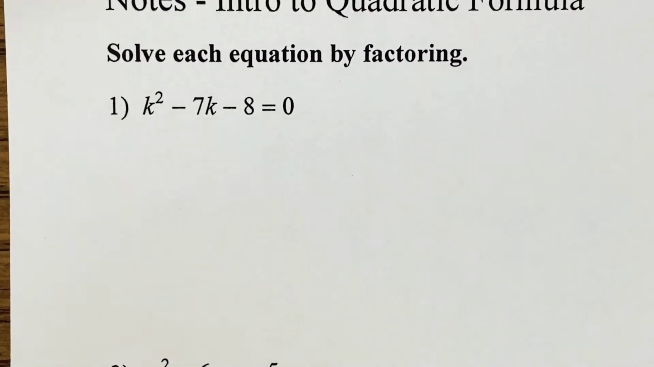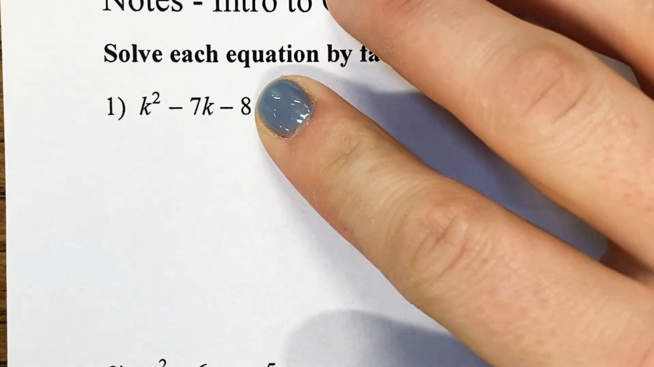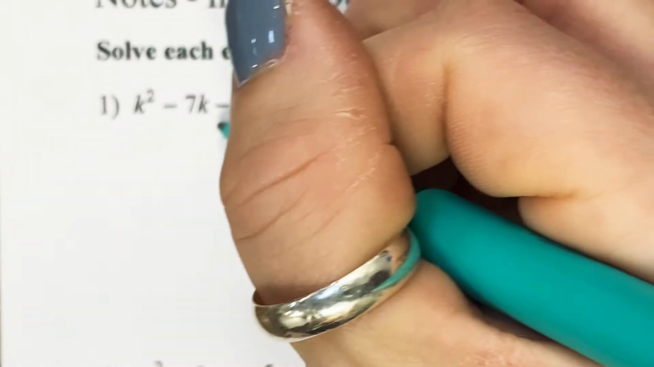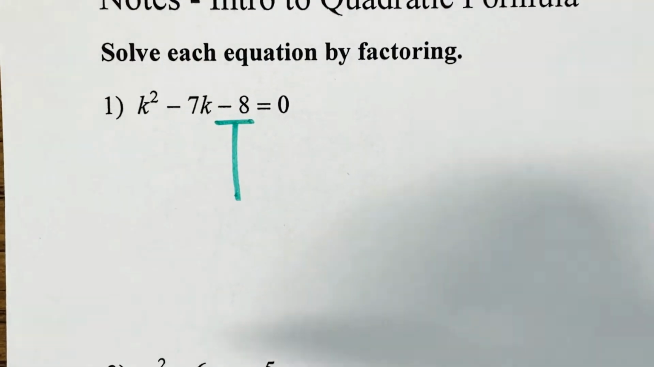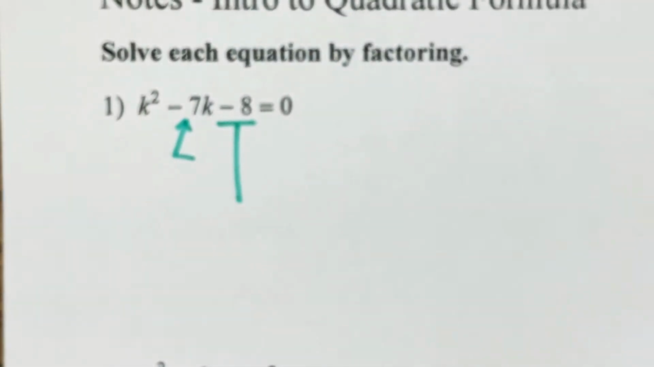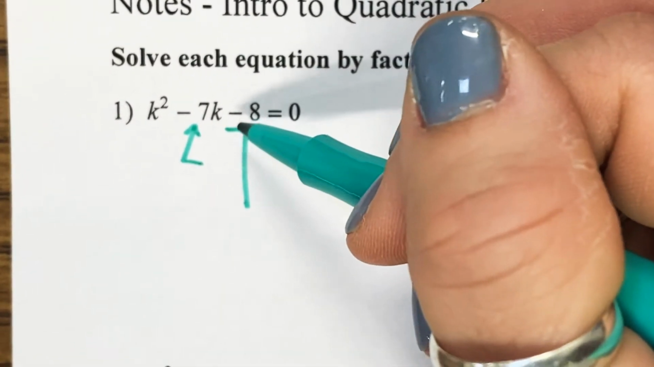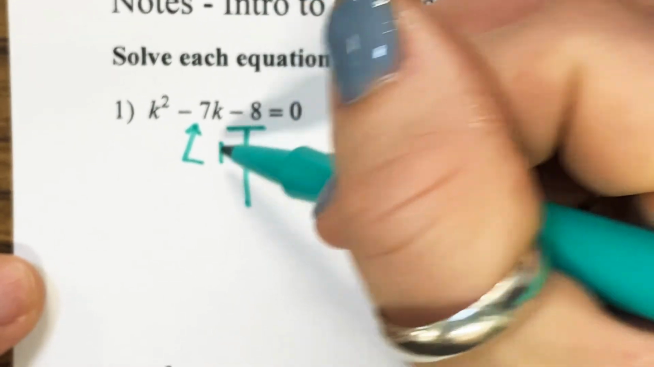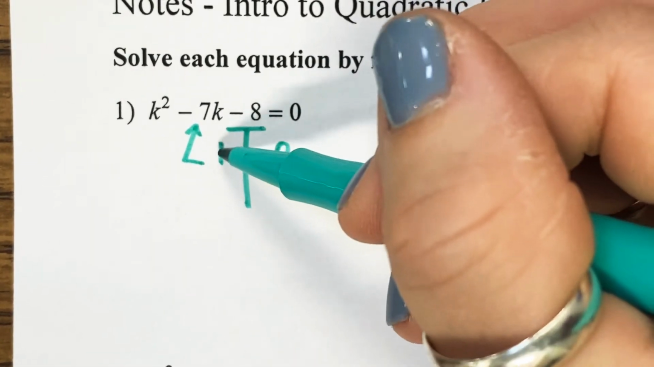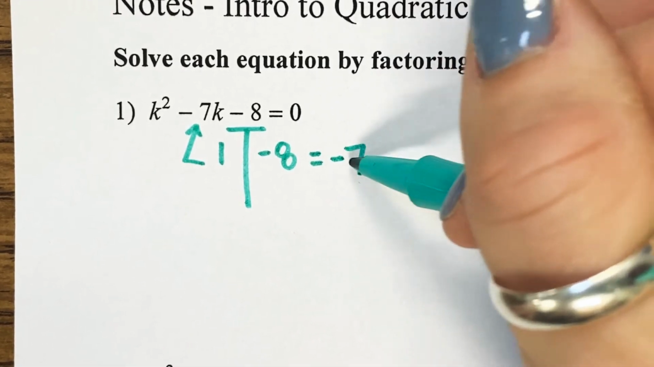Okay, so we are solving these quadratics by factoring, which basically means we're going to ignore that equals 0 for now. Let's just look at the last number, right? So we need to find two numbers that multiply to -8, but are going to add to -7. Okay, so we know that in order to multiply to get a negative, one has to be positive and one has to be negative. So maybe 1 times -8. Okay, well, let's add them together. 1 minus 8 is going to give me -7.